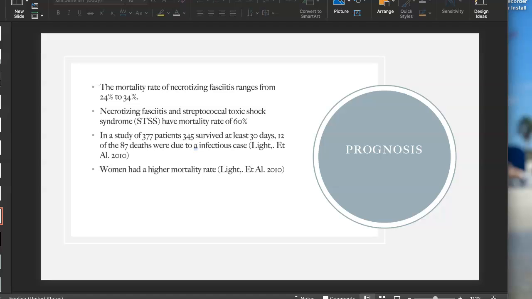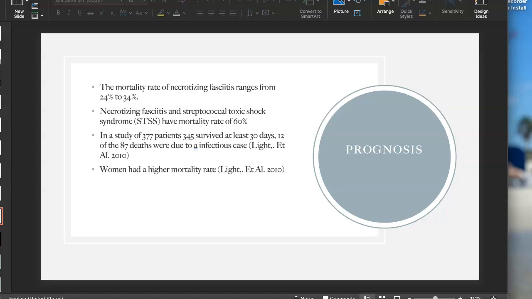The prognosis of necrotizing fasciitis. The mortality rate of necrotizing fasciitis ranges from 24% to 34%. Necrotizing fasciitis and streptococcal toxic shock syndrome have a mortality rate of 60%. Those do go hand in hand sometimes, where there is an underlying diagnosis or another infection that does come about after necrotizing fasciitis has been diagnosed.